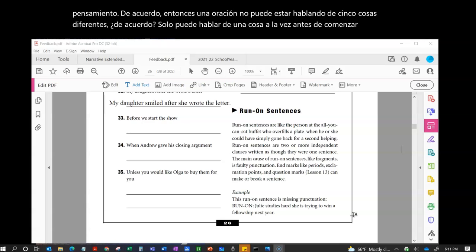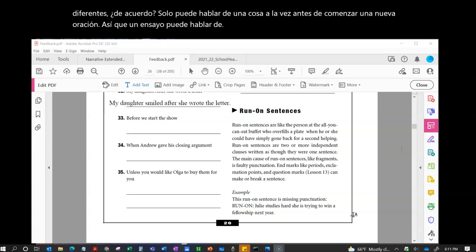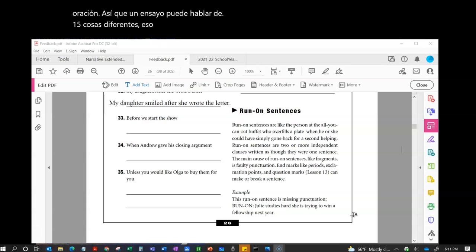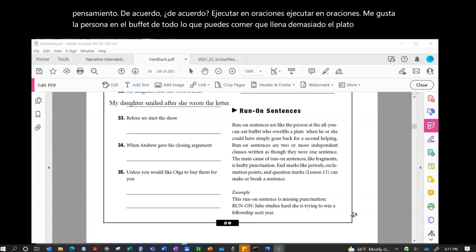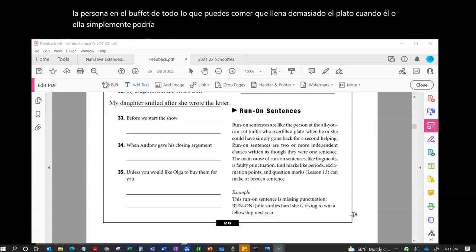So an essay can talk about 15 different things. That's totally fine. But one sentence can only have one thought, okay? All right, run-on sentences. Run-on sentences are like the person at the all-you-can-eat buffet who overfills a plate when he or she could have simply gone back for a second helping.